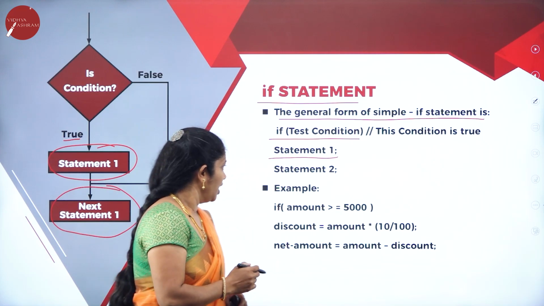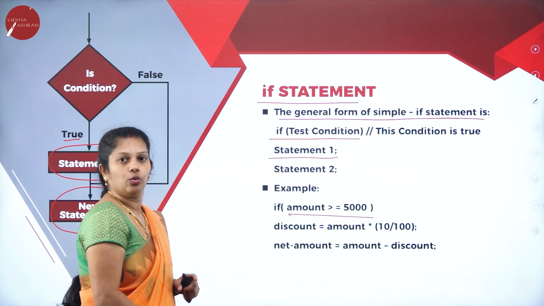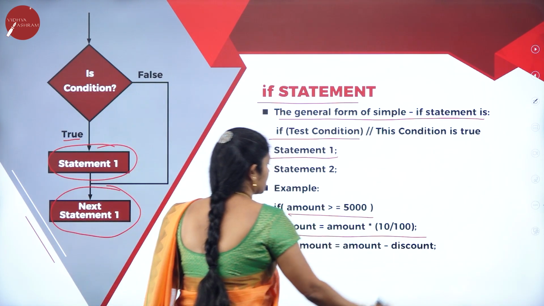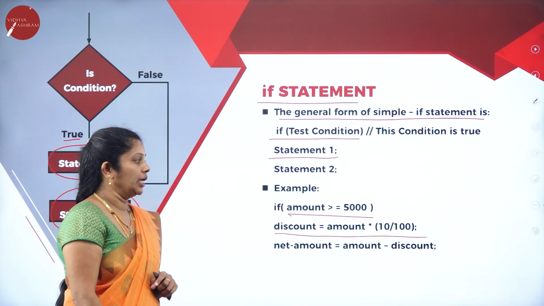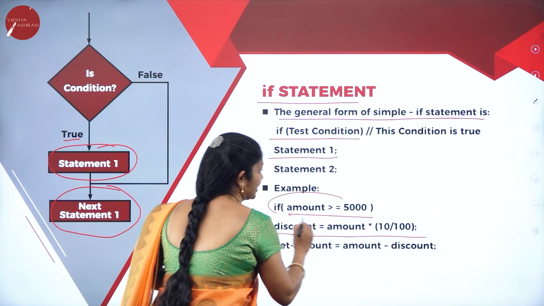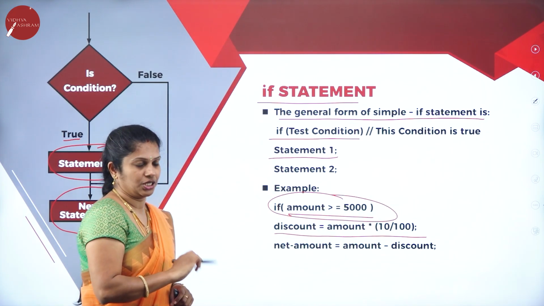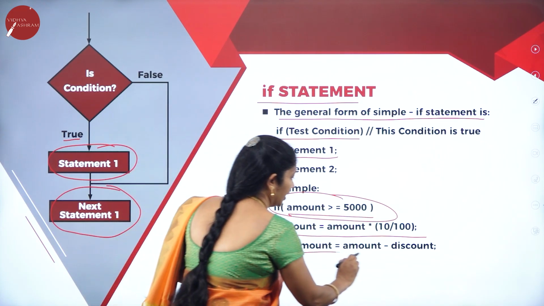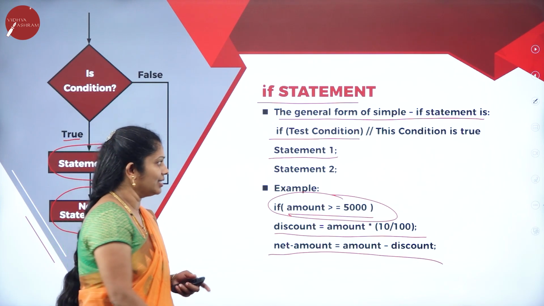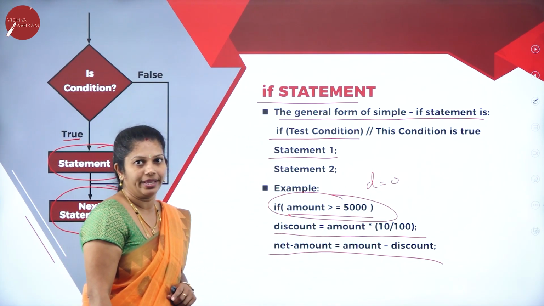In the example, if you observe, if amount is greater than or equal to 5,000, then it will find the discount. Discount equals amount into 10 divided by 100. That is a 10% discount we are giving. If this condition is not satisfied, it will not execute the discount statement. Directly it will come to the net amount. Here net amount equals amount minus discount. In that case, I will initialize discount equals 0, so no discount will be given.